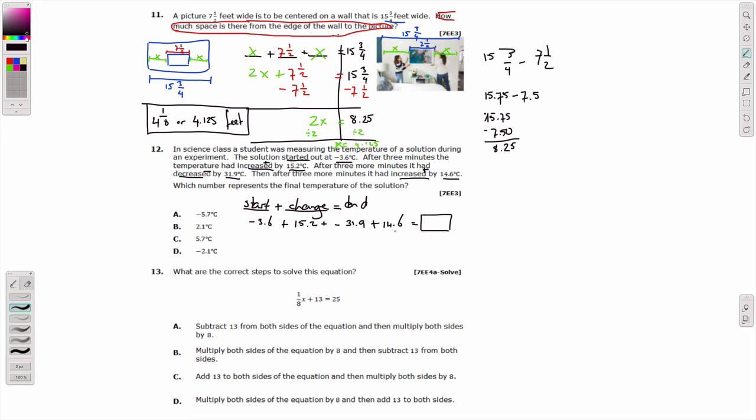Since it's all addition, I can move things around. So I'm going to move my negatives together. Negative 3.6 plus negative 31.9 plus positive 15.2 plus positive 14.6.